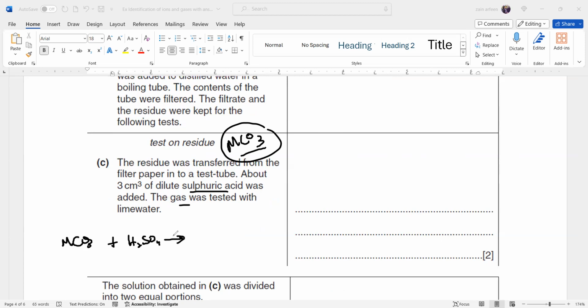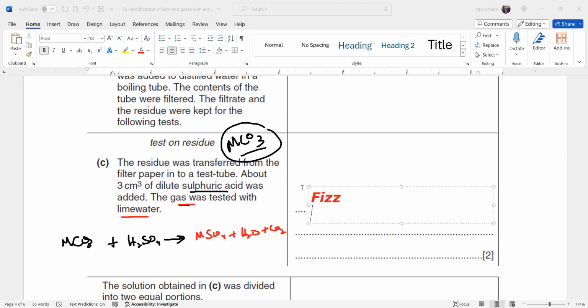Metal carbonate plus acid. What are the products? So it will form a metal sulfate salt plus water plus carbon dioxide. So the gas was tested with the lime water. So we have to state the observation. Whenever a gas is given off, and especially carbon dioxide, you can say fizz, effervescence, or bubbles.